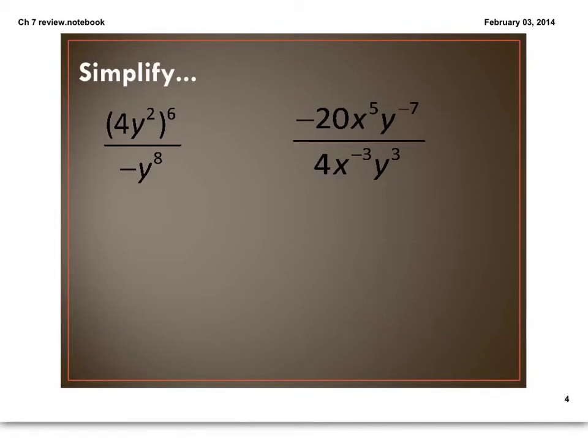In the next one, we have 4y to the 6th divided by negative y to the 8th. So again, we can go the short way and simply know that I'm taking a power of a power. So I can say, well, that's going to be 4 to the 6th power times y to the 12th power divided by negative y to the 8th power. So from there, I can evaluate. I can deal with what is 4 to the 6th power. So 4 to the 6th power would be 4,096.